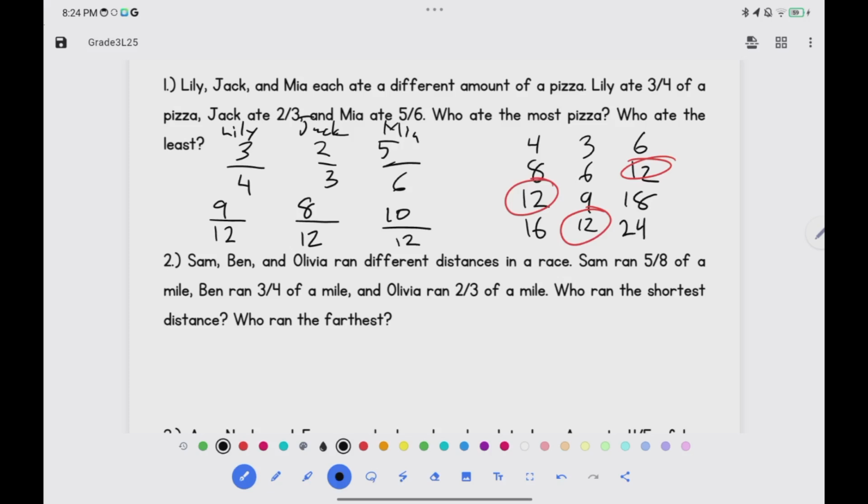Alright, so now we have the same denominators in each fraction. We can directly compare the numerators, the top numbers. So, it looks like 10 is the biggest out of all these numbers, so Mia ate the most, and 8 is the smallest out of all these numbers, so Jack ate the least.